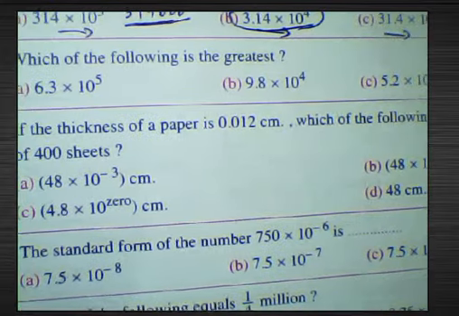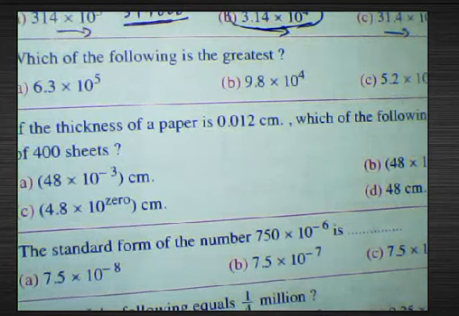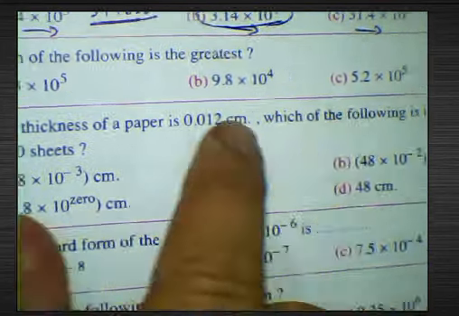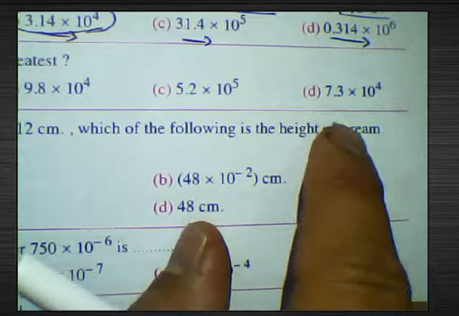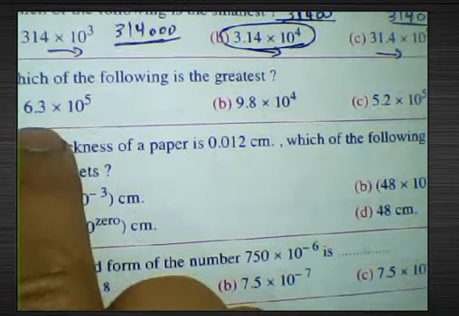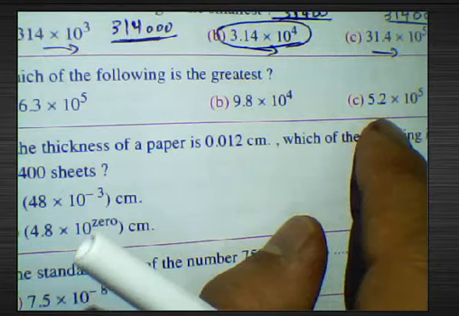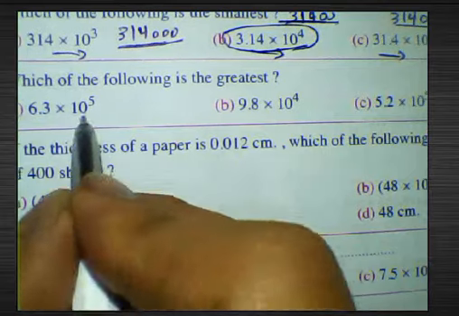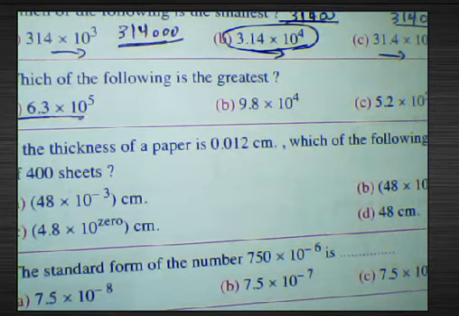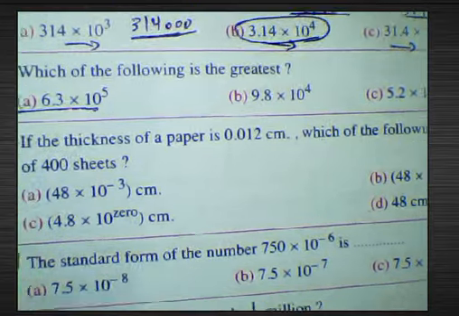Which of the following is greatest? You can find the result for each one. Okay, it's power 5, and this number power 5, and this number power 4. So we must compare two numbers here, power 5 and power 5. 5 power 2 times 0.2 is less than 6.2. So 6.2 is the greater number. Okay, or you can find the result by using a calculator.